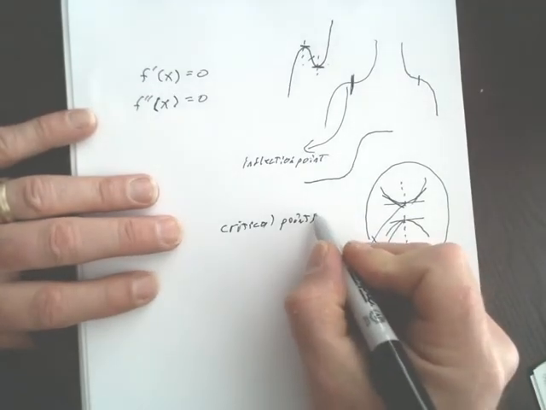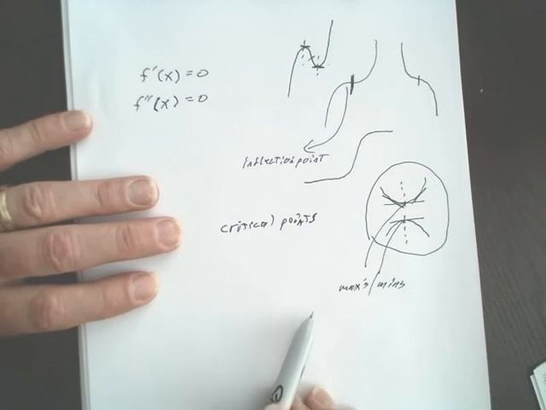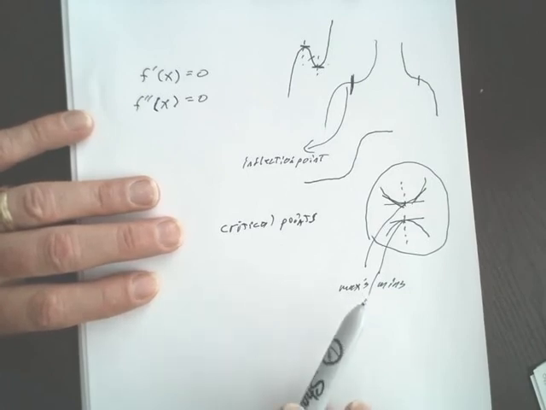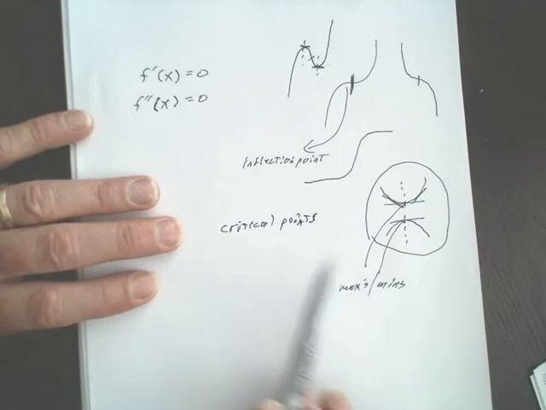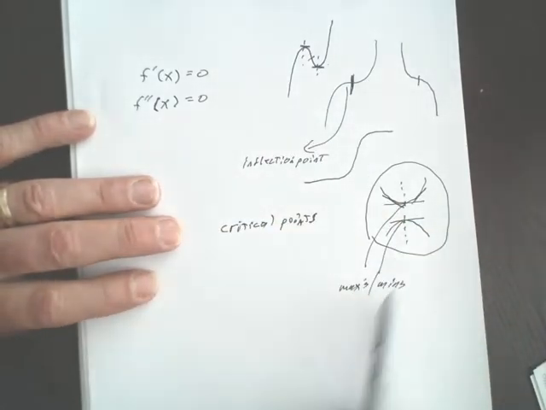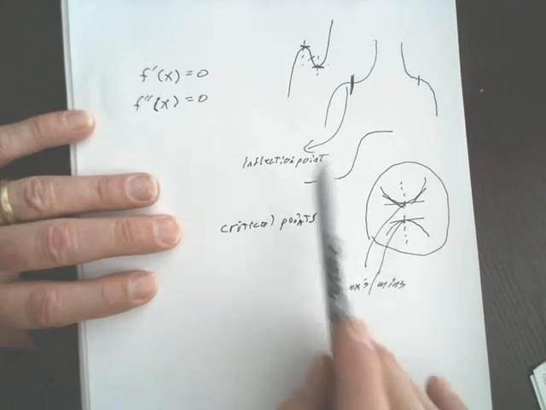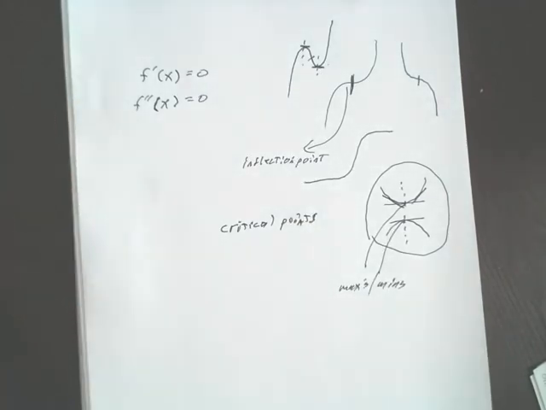Now, you might find some books, including the book we're using, that talk about extreme points, and really what they're talking about are the maxes and mins. Extreme points are just a subset of critical points. All of these are critical points, and that's really the jargon that I use when I'm describing either inflections or maxes and mins.